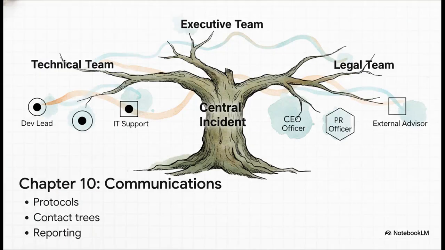So in Chapter 10, we really fleshed out that communication plan. This was all about mastering crisis communications, making sure everyone, from the on-call engineer all the way up to the CEO, gets the right information at exactly the right time. A well-run comms plan builds trust, but a chaotic one, man, it can destroy it in seconds.